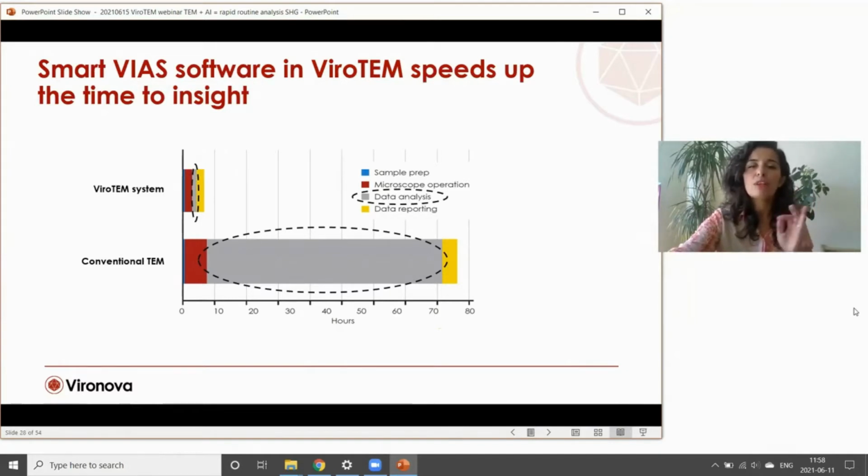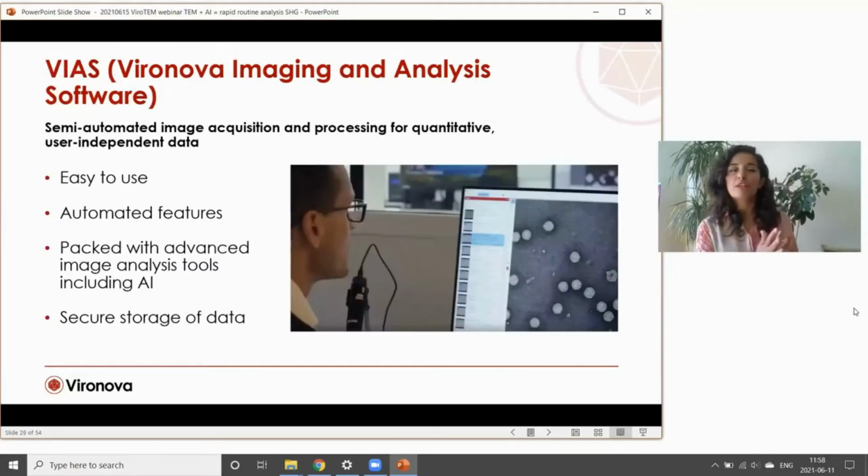And so with the next couple of slides, I want to just talk to you about the software and how it works. So VS stands for Villenova Imaging and Analysis Software. It reads that it is a semi-automated image acquisition and processing for quantitative and user-independent data. In short, I can say it's really easy to use.